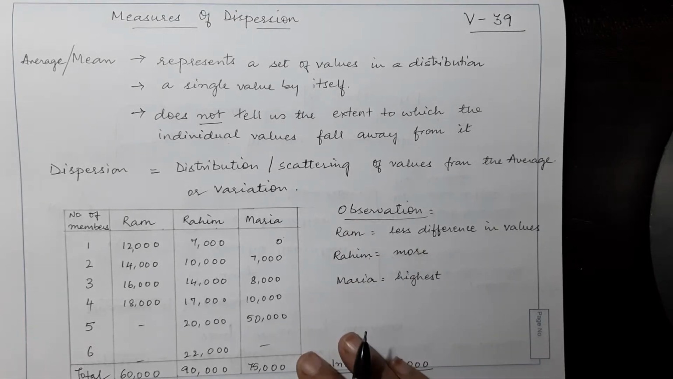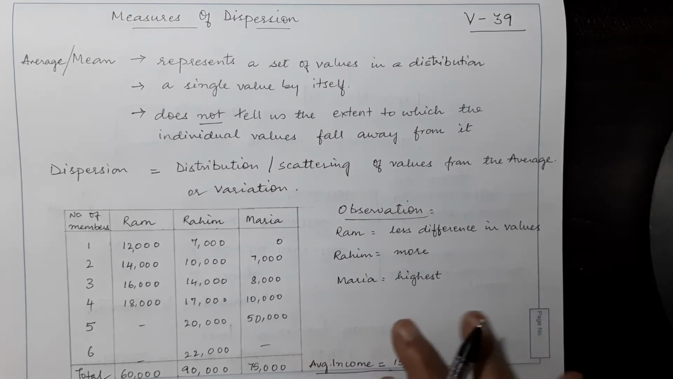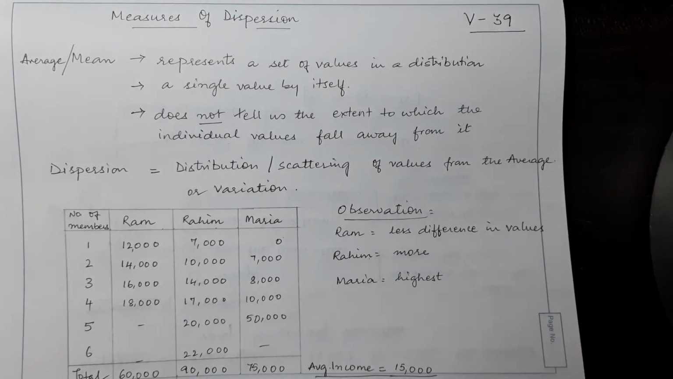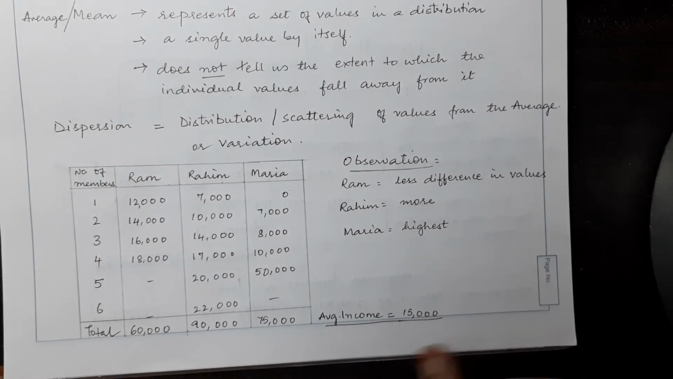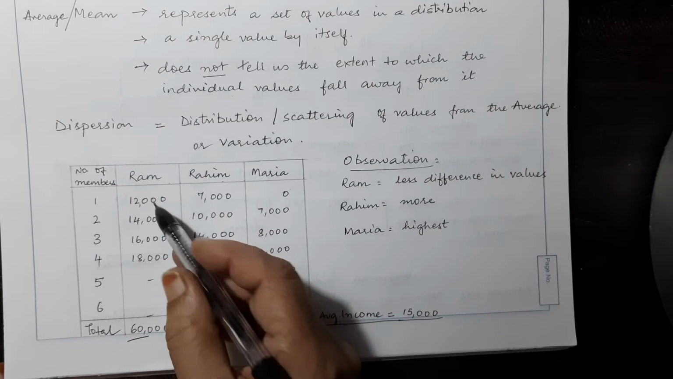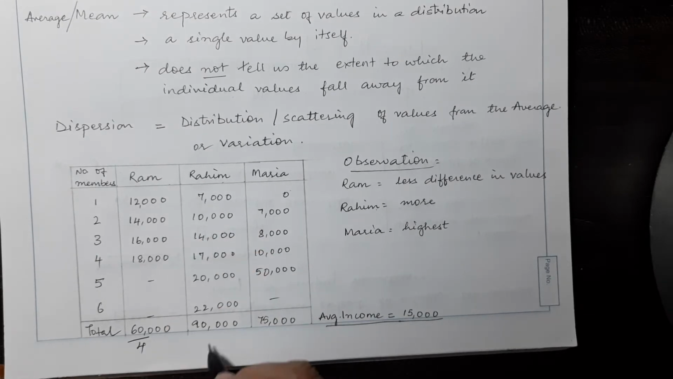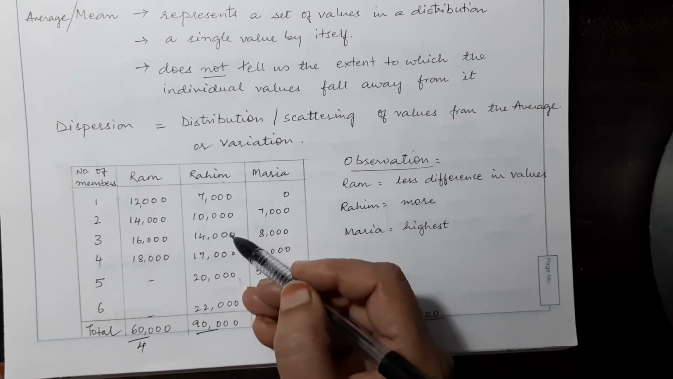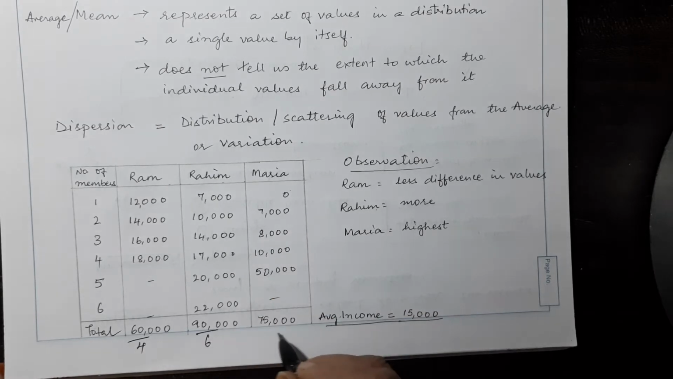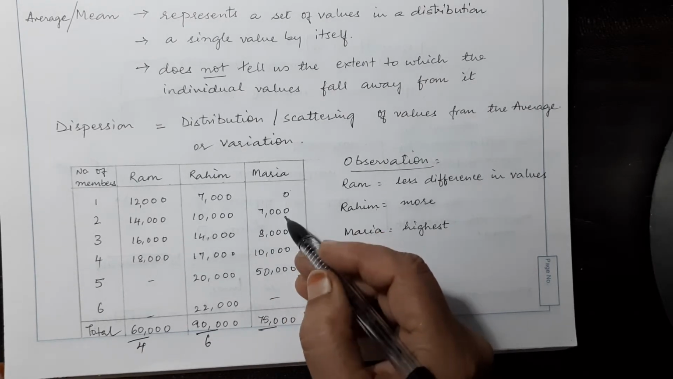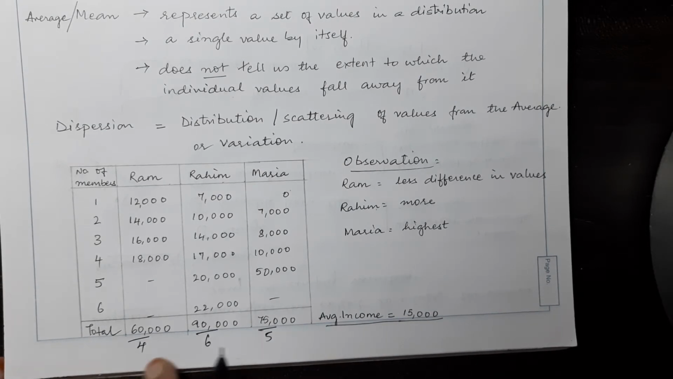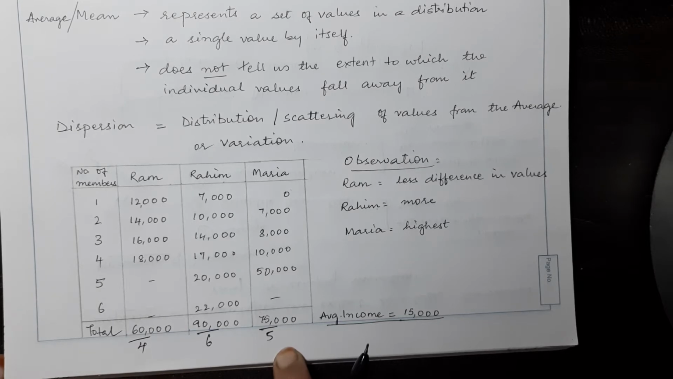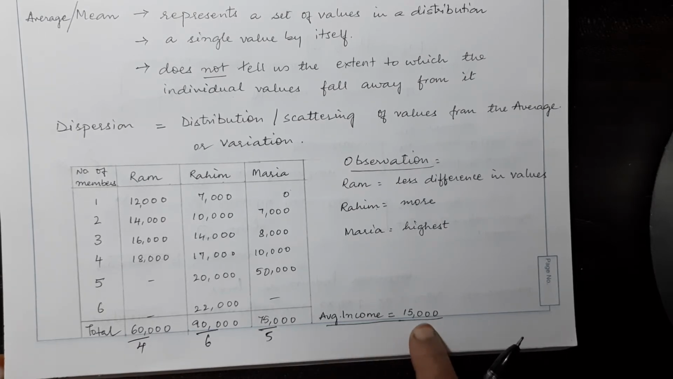That's a total of the values. Now if you calculate the average of the income, we find 60,000 divided by 4, 90,000 divided by 6 and 75,000 divided by 5. That's how we calculate average, isn't it? Now the average of all the three happens to be 15,000 rupees.